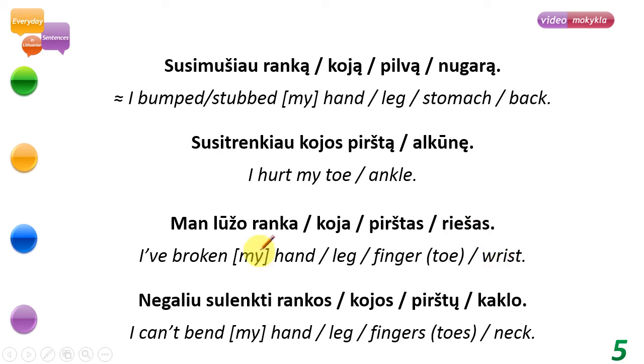Or palenkti means to bend down. So I cannot bend down my neck. Negaliu palenkti kaklo. Negaliu palenkti kaklo. But let's hope you will not need to use these kinds of sentences in Lithuanian.